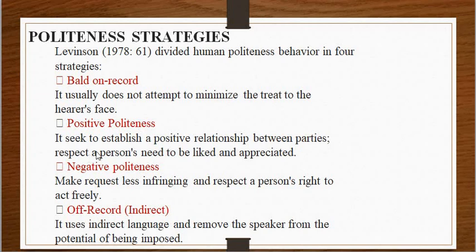So positive politeness seeks to establish a positive relationship between the parties. It respects a person's need to be liked and appreciated. And negative politeness makes requests less infringing and respects a person's right to act freely. Means it gives the choice to say no. It gives freedom to the listener. An off-record strategy is an indirect strategy. Here, the speaker will try to mitigate the intensity of the direct threat. It uses indirect language and removes the speaker from the potential of being imposed. Right? So these four are the politeness strategies. They have given 15 positive politeness strategies, 10 negative politeness strategies, and 15 off-record strategies, which I'll explain in the next class.